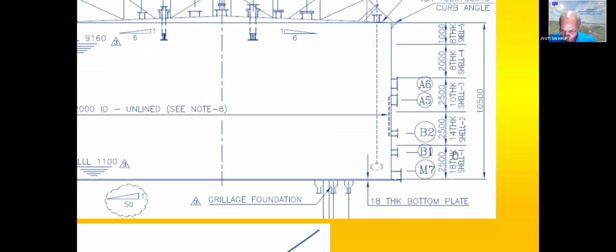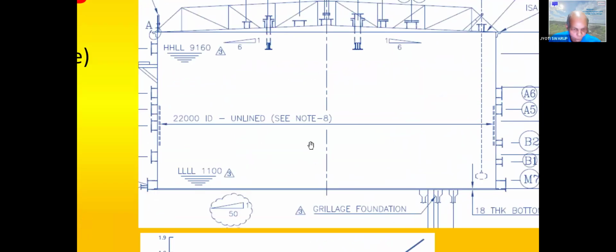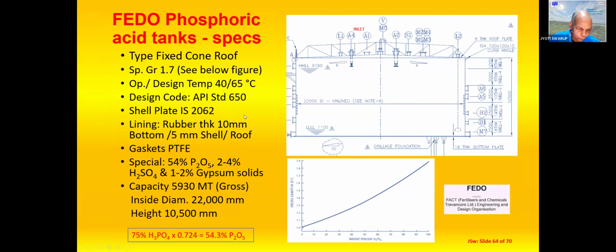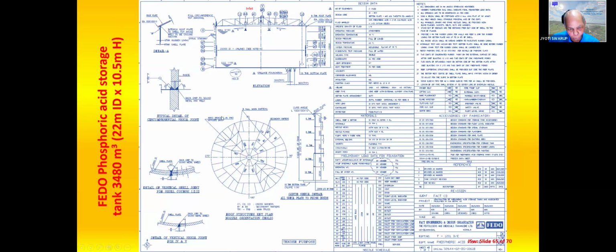The thicknesses are given, and the plate width is given as 2.5 meters: 18, 14, 10, 8, 8, 6. So these are all the details required in the tank design for a 22-meter diameter and 10-meter height tank. Shell plate material IS2062, rubber lining 10 millimeter thick, and the special requirement is only because the rubber lining has to be specific for the application. So these are the details of a typical design drawing of a phosphoric acid tank. Similar drawings will of course be produced for a sulfuric acid application also. It's just a sample I have given here for reference only.